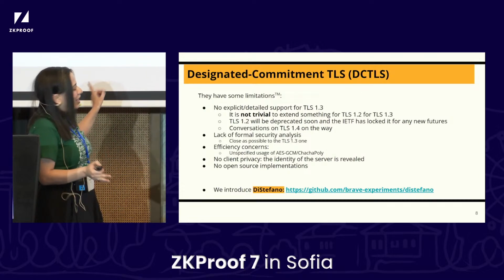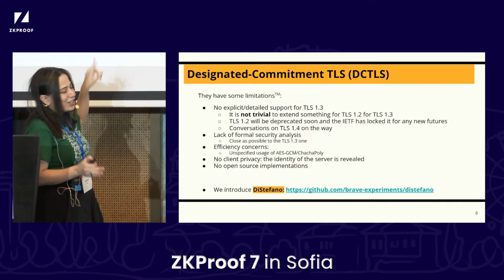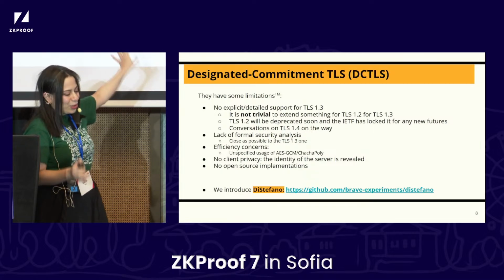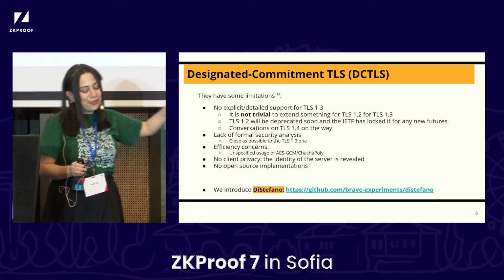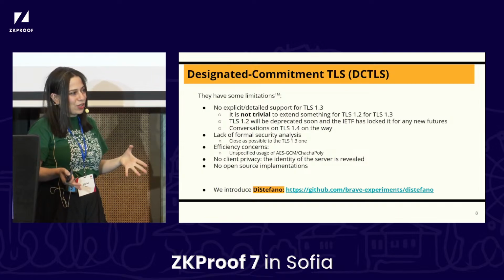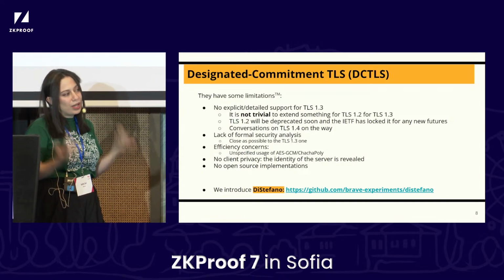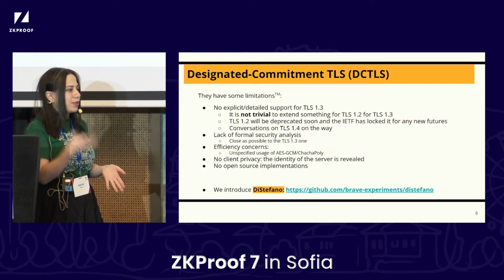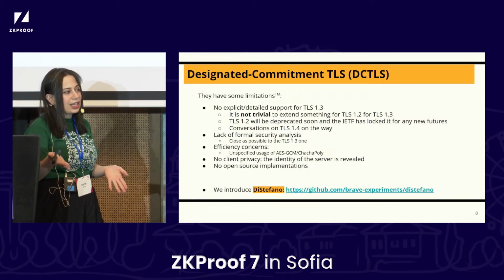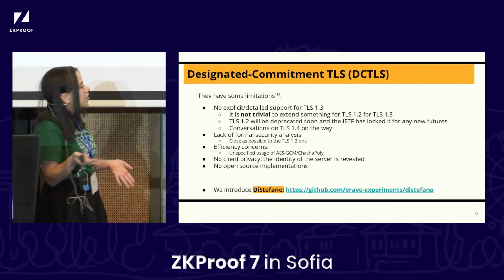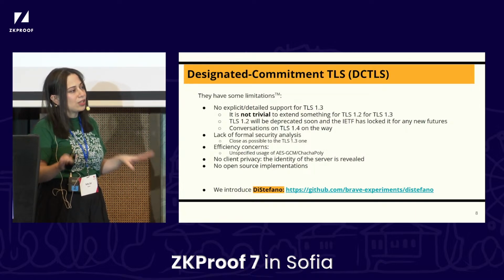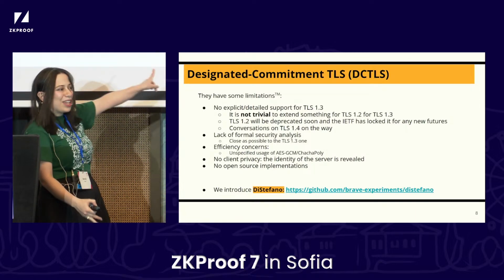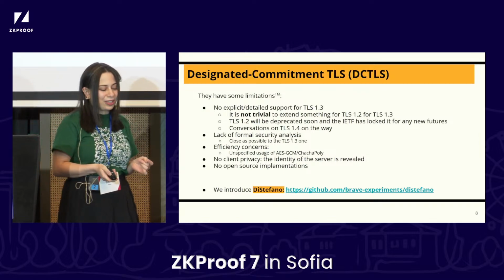They also didn't have any client privacy, and we will talk about this later and it will be clear, so just keep it in your mind. Right now I'm not going to be touching on it. And also they didn't have any open source implementations, and because we wanted to use that in the browser, we wanted to integrate it directly in the TLS library, for example in BoringSSL, which is the TLS library that is mostly used by the browsers. So we wanted to have at least a really solid implementation. And because of that, we introduced a protocol that we call the Stefan.